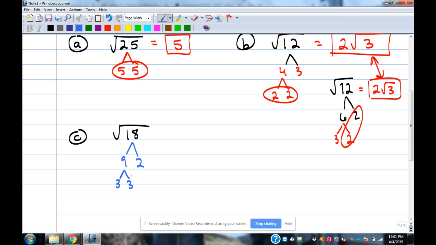Look for pairs. There's a pair of 3's right there. What goes on the outside of the square root? 3. What's on the inside? A 2 that doesn't have a partner.